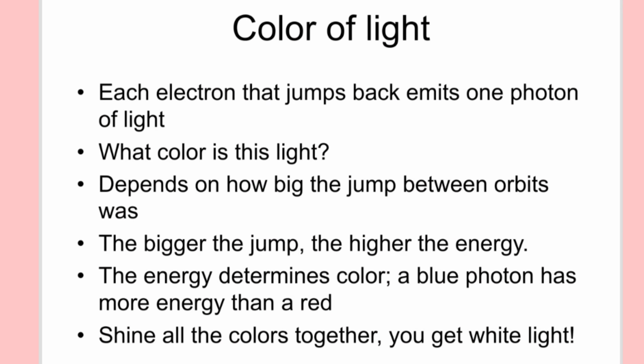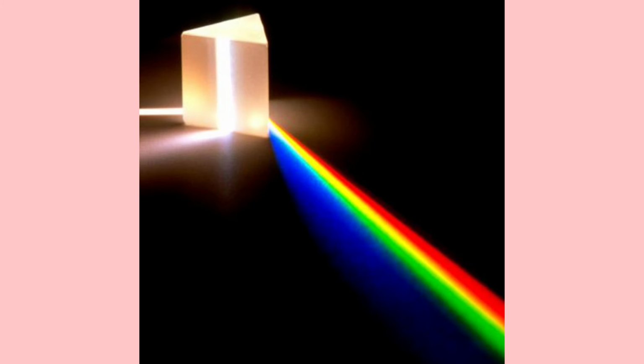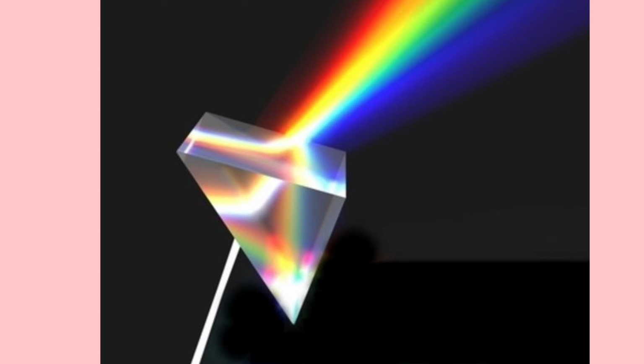And for the colors of light, each electron that jumps back emits one photon of light. And of course, the bigger the jump, the higher the energy. The energy determines color. A blue photon has more energy than red. Shine all the colors together and you get white light. And for the reflection color, remember that white light contains all colors. And of course, let's not forget that white light is a combination of all colors and black is the absence of color.